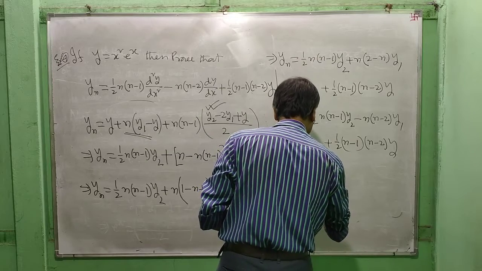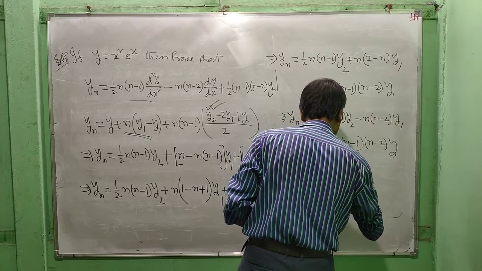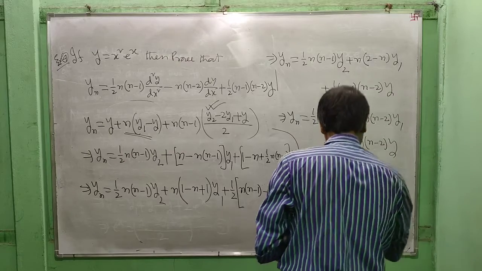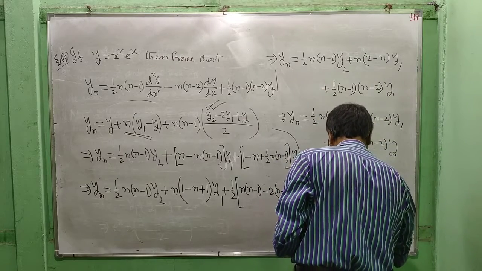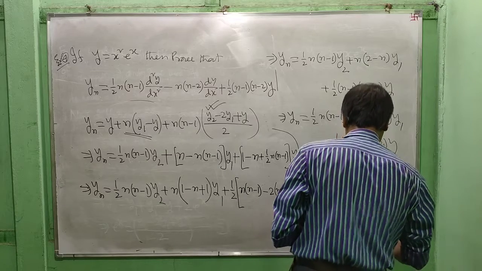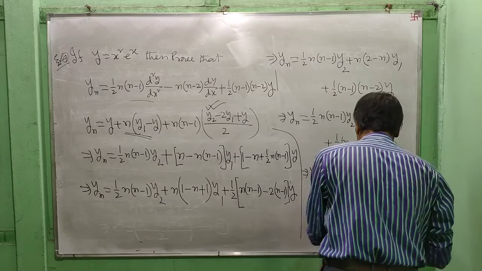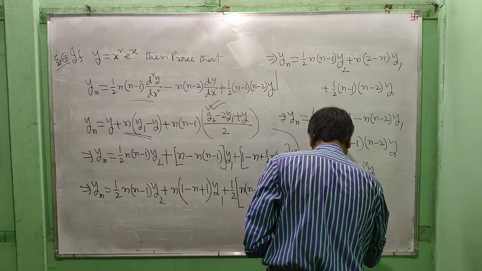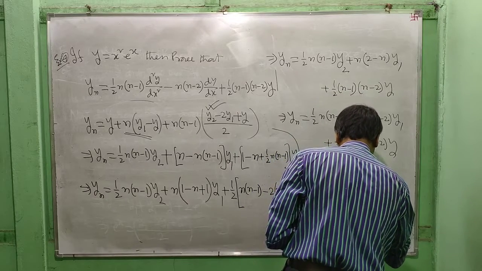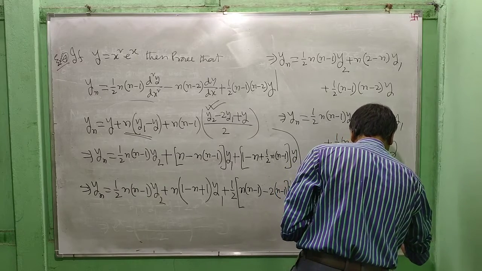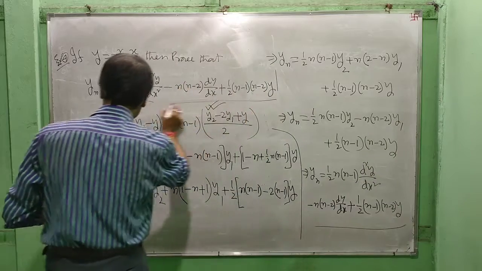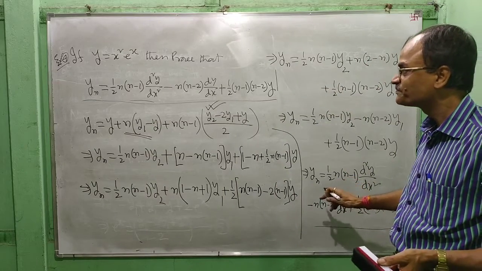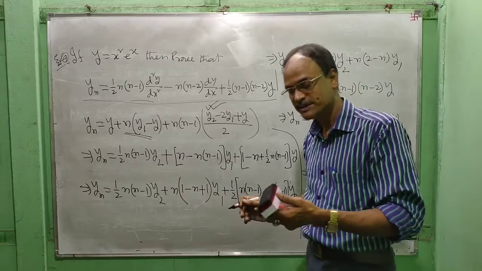Or yn is equal to, you may write n into n minus 1, it is nothing but d2y dx square, minus n times of n minus 2 dy dx plus half into n minus 1 n minus 2 times of y. You see here, therefore the problem has been solved. It has been proved. Perhaps you understand this.